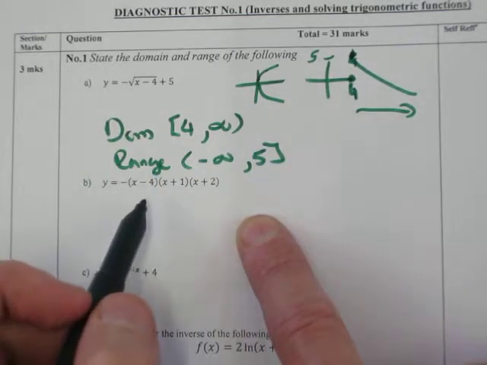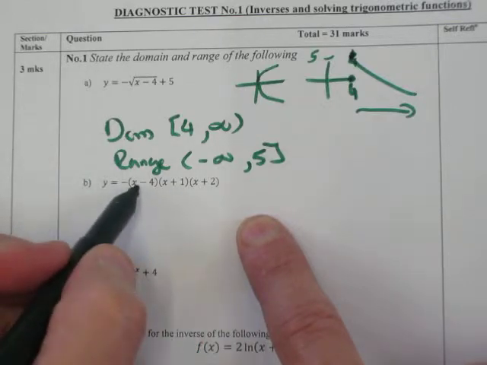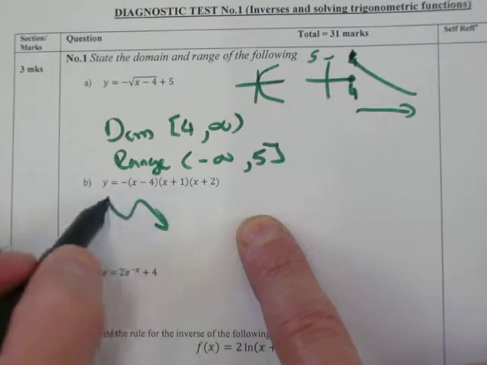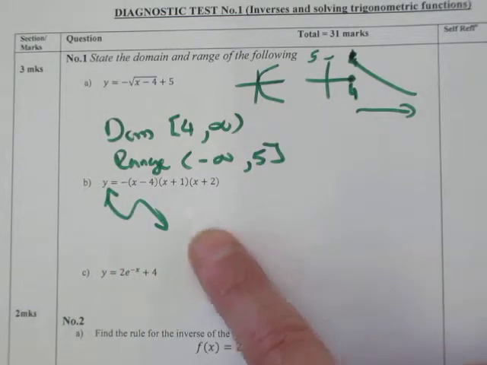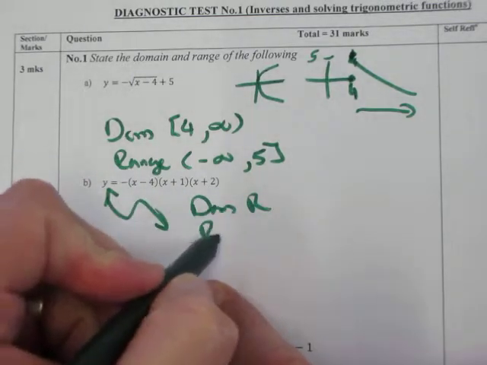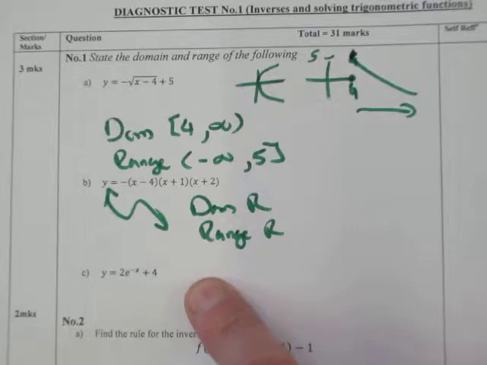Now the next graph, I'm not even going to draw it. You've just got a cubic. Okay, it's x, x, x, so it's positive x with a negative at the front. It just looks like that. So it's kind of a trick question. The domain, maximal domain is real, and the range is real as well. Okay, there's no tricks to that.